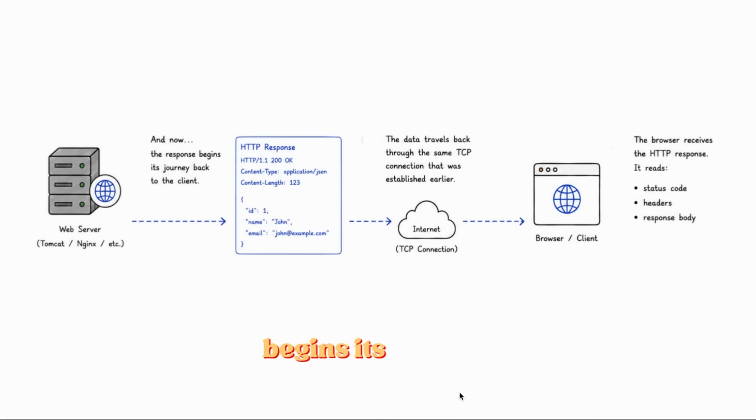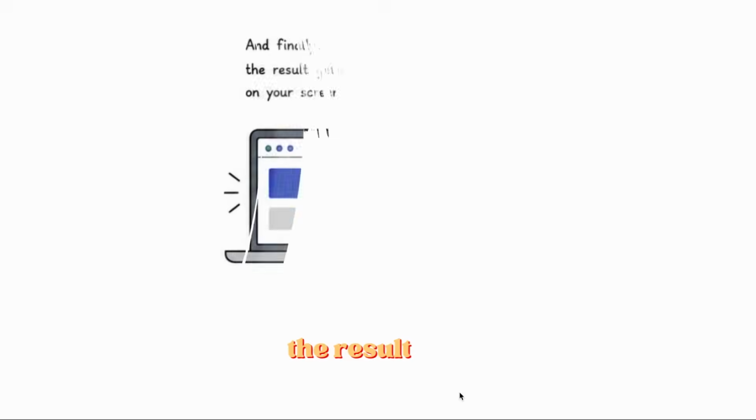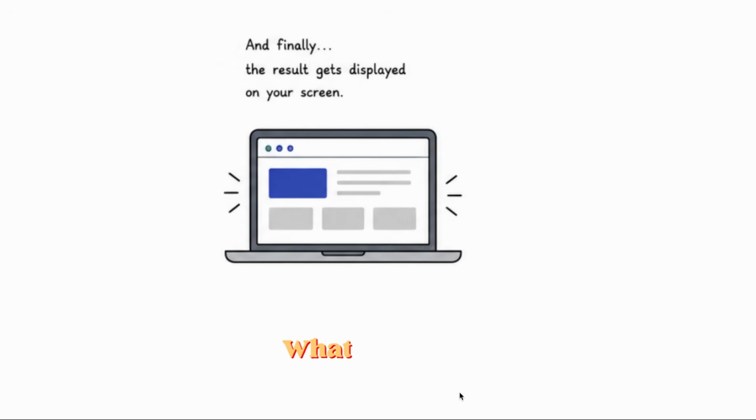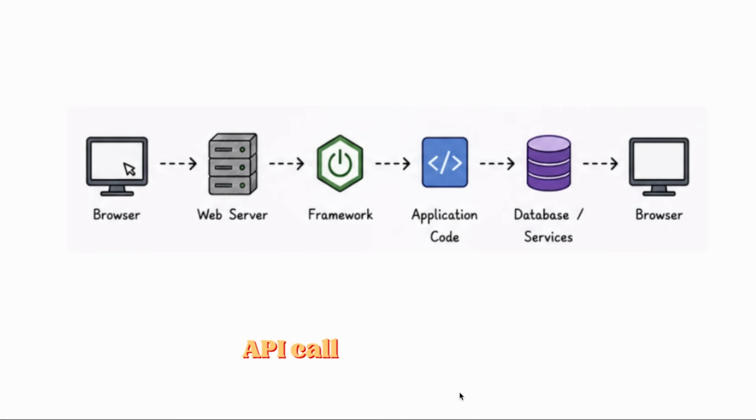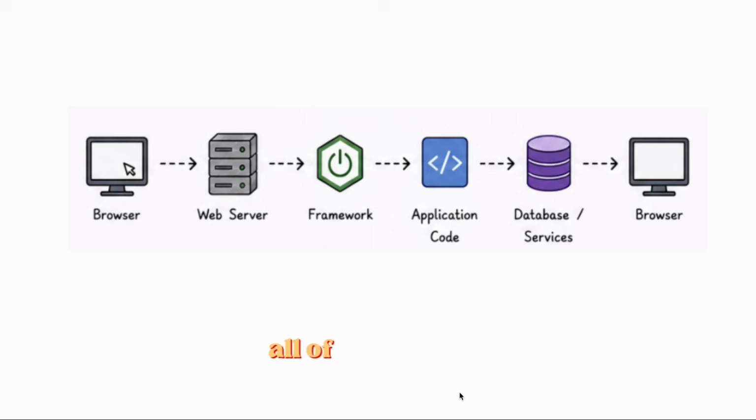And now the response begins its journey back to the client. The data travels back through the same TCP connection that was established earlier. The browser receives the HTTP response. It reads the status code, headers, response body, and the browser starts parsing the data. If it's HTML, the browser renders a web page. If it's JSON, your front end application may process it. And finally, the result gets displayed on your screen. What feels like a simple click or API call actually goes through multiple layers internally. And the most fascinating part, all of this usually happens within just a few milliseconds.